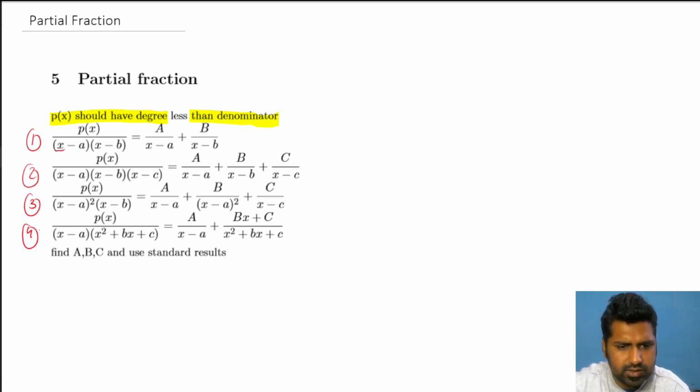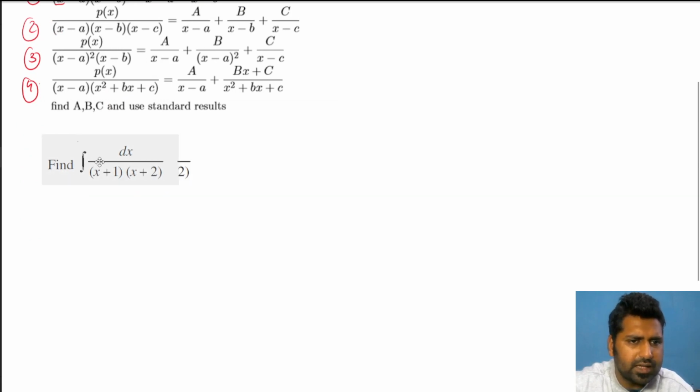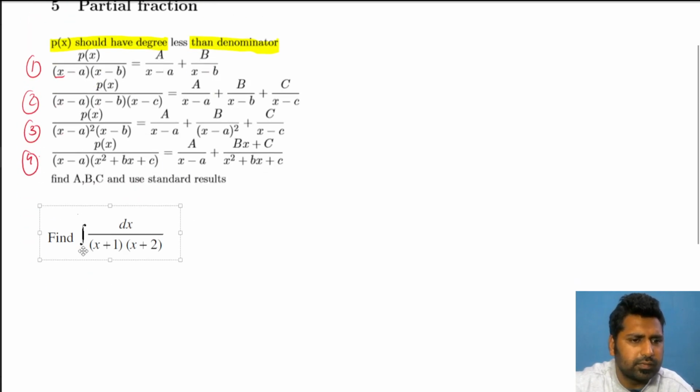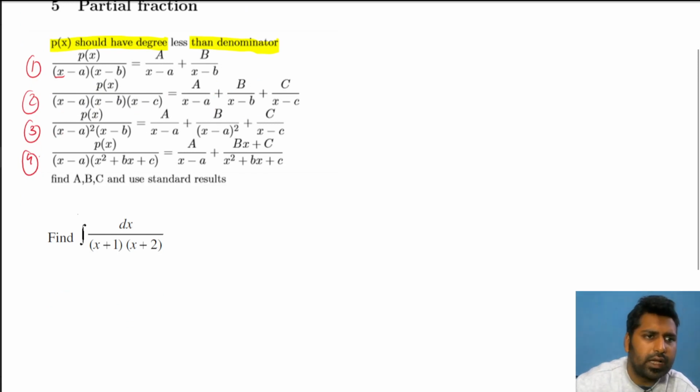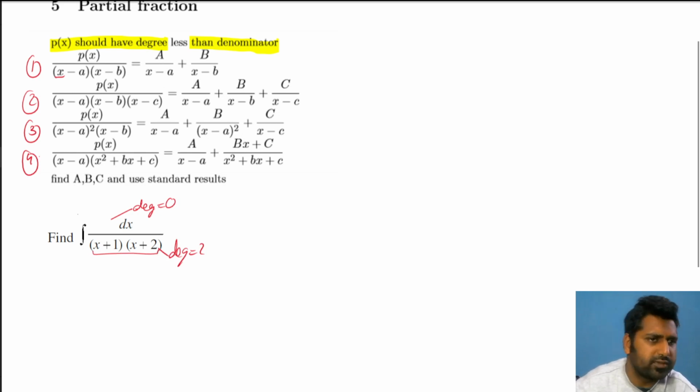Let's see from the question and understand how this works. All right, look at this question. Clearly it matches with your first form, x plus 1, x plus 2. Let's check whether the partial fraction is applicable or not. What is the degree in the numerator? No power of x. That means degree is 0. What is the degree here? Degree of the denominator is 2, total degree. So yes, the degree of the numerator is less than the degree of the denominator, so partial fraction is applicable.